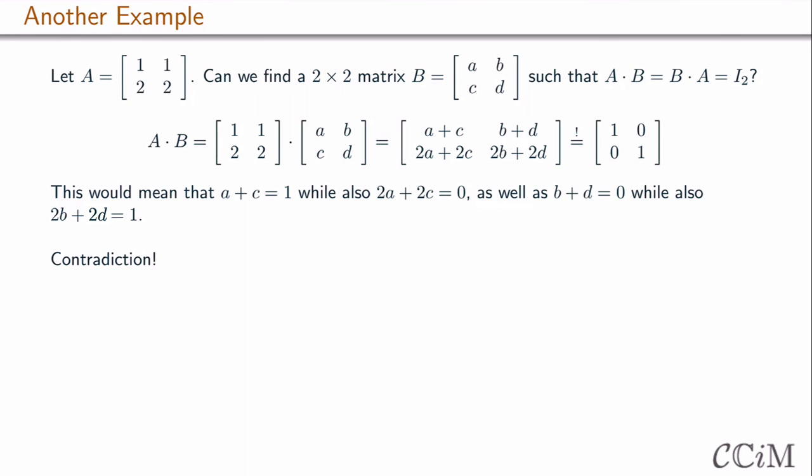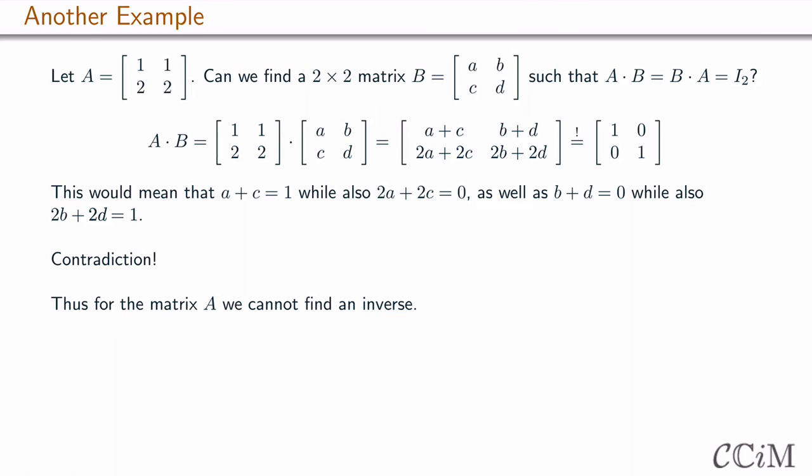But that's a contradiction, because how can a plus c be equal to 1 and at the same time 2a plus 2c be equal to 0? 2a plus 2c is simply 2 times a plus c. But if a plus c was equal to 1, then 2a plus 2c is equal to 2, and 2 is not equal to 0. So there's a contradiction, and then we also get a similar contradiction with these two equations right here. In other words, I cannot find a matrix B such that A times B is equal to the identity matrix. And so therefore, this matrix A does not have an inverse. So we've seen one example of a matrix that did have an inverse, and another example of a matrix that does not have an inverse. We say A is not invertible.